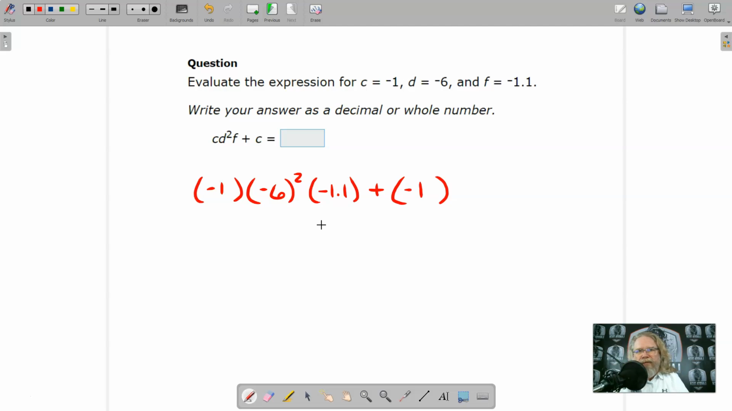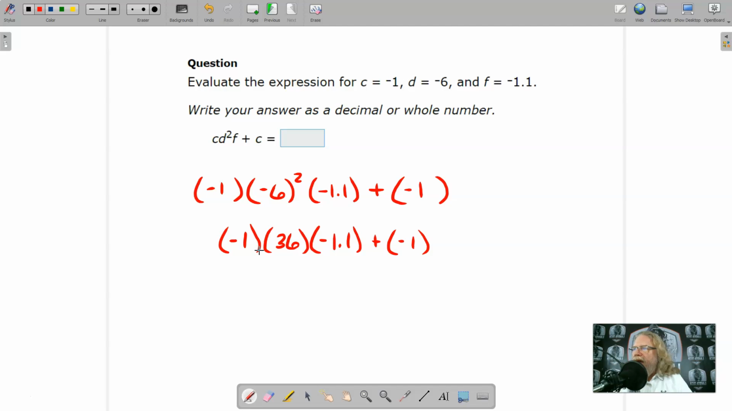Order of operations, you guessed it, we got to take care of the exponent first. So let's go ahead and bring down our -1. Now let's take care of this exponent of 2 here. -6 times -6, well, 6 times 6 is 36. Negative times negative is positive, so this is going to be a positive 36. We bring down the times -1.1, and then plus -1.